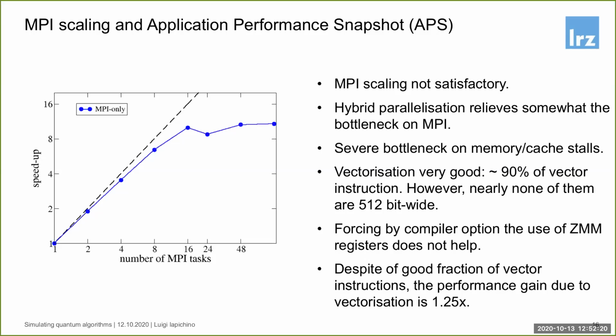So the vectorization is very good. The Application Performance Snapshot, APS, told us that about 90% of the instructions are vector instructions. However, nearly all of them are AVX512 instructions, and even forcing by compiler option the use of the ZMM register does not improve performance from this viewpoint. And because of the severe memory bottleneck, although the number of vector instructions is rather large, the performance gain due to vectorization is just 1.25x, which has been measured comparing the vectorized version of the code with the code version compiled with -no-vec -no-simd for having the scalar performance.